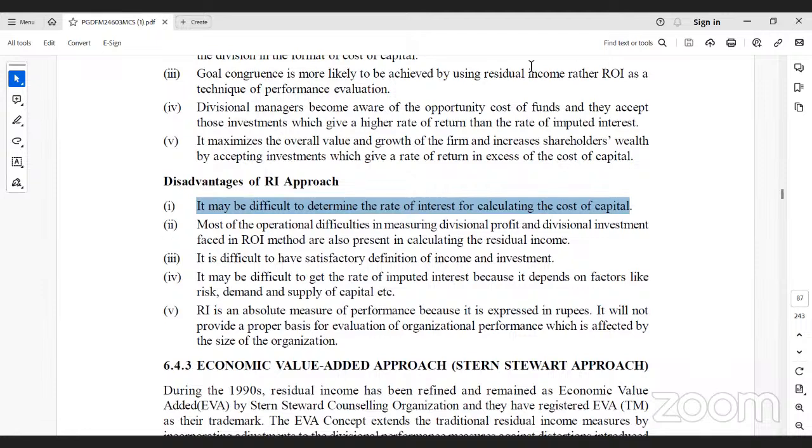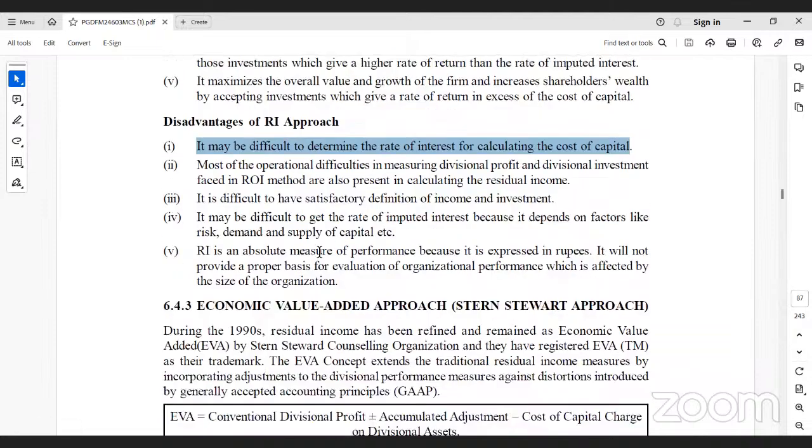Most of the operational difficulties in measuring divisional profit and investment faced in the ROI method are also present in calculating residual income. And residual income is an absolute measure of performance because it is expressed in rupees. Earlier we expressed it in terms of percentages, now we express it in terms of rupees. It will not provide a proper base for evaluating organizational performance, which is affected by the size of the organization. The size of the organization may be small cap, mid cap, and large cap firms, right?